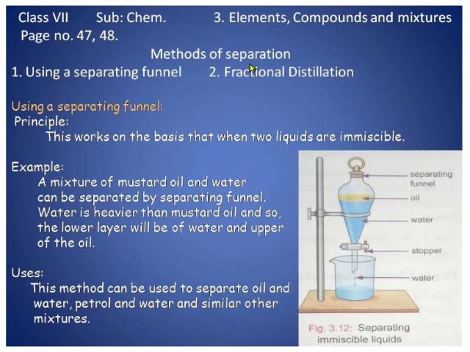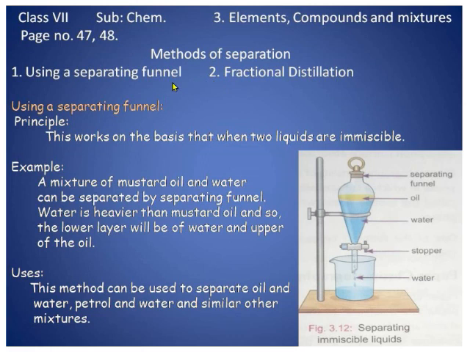Two methods we will discuss: using a separating funnel and fractional distillation. These two methods are used to separate liquid constituents of a mixture. That means these two methods are used to separate the constituents when the mixture is of liquids. These two methods are given in your book on page number 47 and 48. So you will go through these two methods.